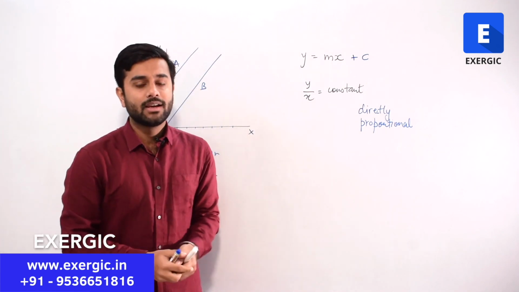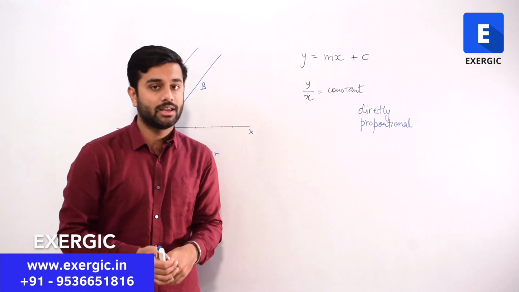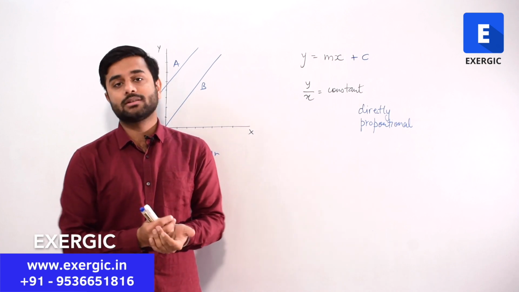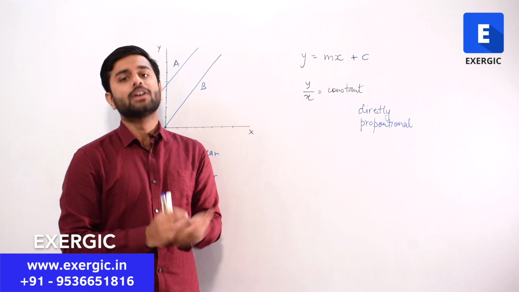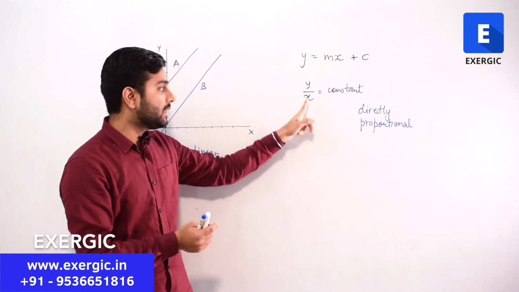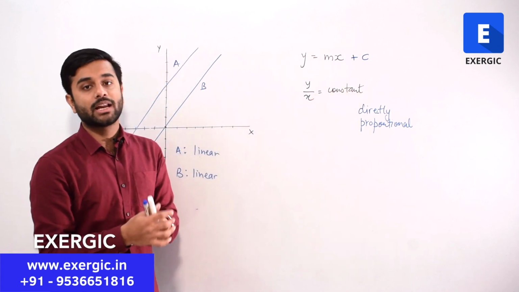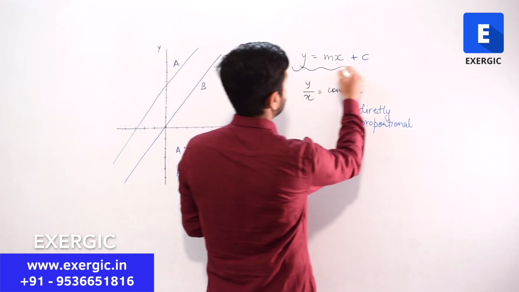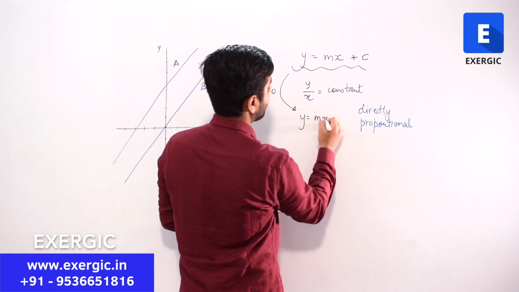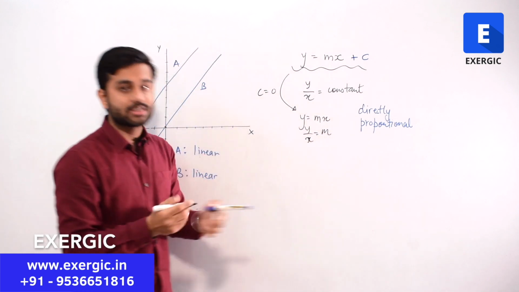So what does that mean? If one parameter is doubled, whether the other parameter gets doubled or not. If it gets doubled, they are directly proportional. If it doesn't get doubled, then the relationship is not directly proportional, right? So alternatively, you can say that their ratio is constant. Or if you bring x on the right side, then y is equal to a constant multiplied by x. And how do you get that? In this expression, if you put c is equal to 0, then you will get y is equal to mx, which is nothing but y by x is equal to m. M is the slope, which is a constant.